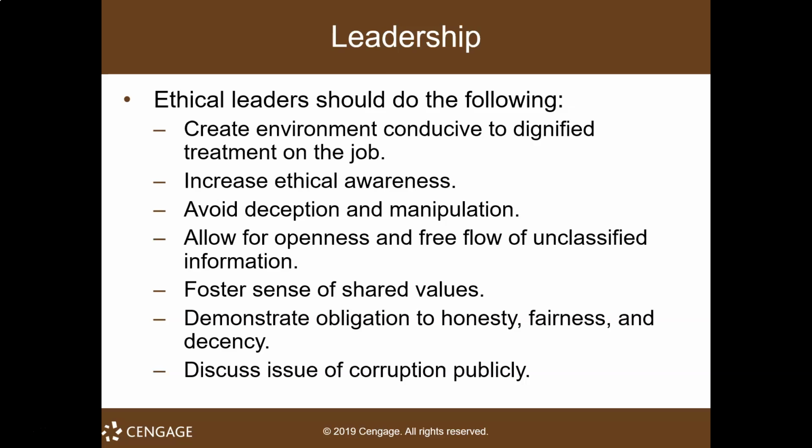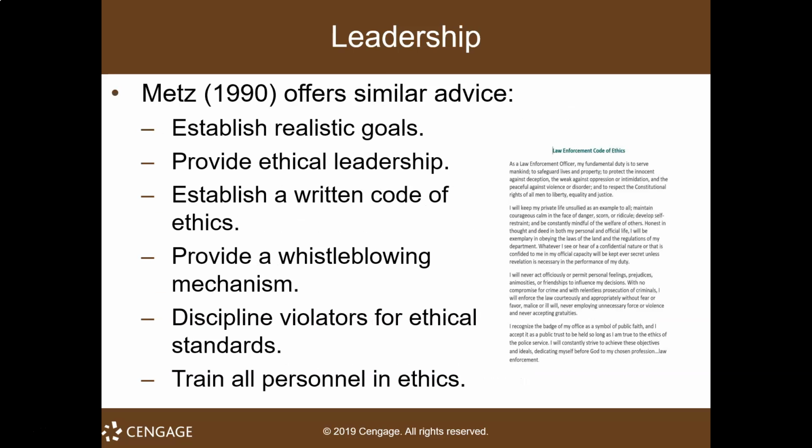And along with what we've already talked about, Metz in 1990 offers similar advice, but he goes a little bit further. He talks about establishing realistic goals, providing ethical leadership, and having a written code. In law enforcement, we have the Law Enforcement Code of Ethics. Provide a mechanism for people to tell you what's happening, discipline violators for ethical standard violations, and then train people.